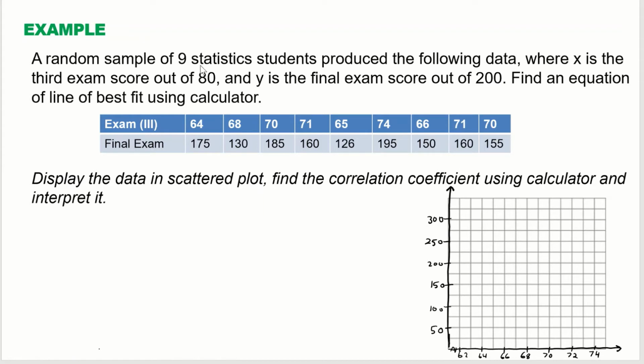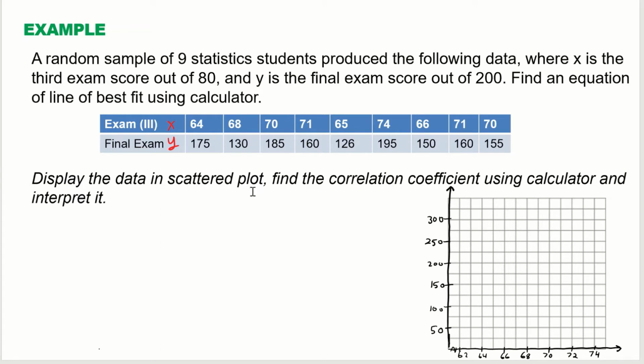A random sample of 9 statistics students produce the following data, where X is the third exam score. So these are the exam scores, third exam score out of 80. This one is your X, and this is your Y. X is the third exam score. Y is the final exam score out of 200. So here are the scores. What we have to do is find an equation of the line of best fit using a calculator. That's one thing, but let's go one by one. Let's do this one first.